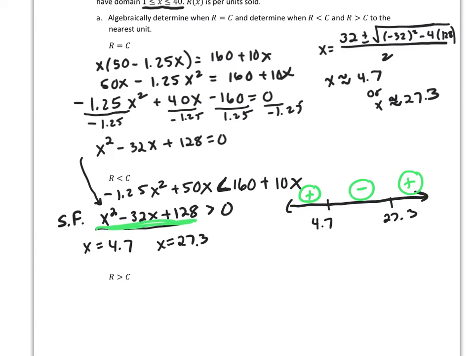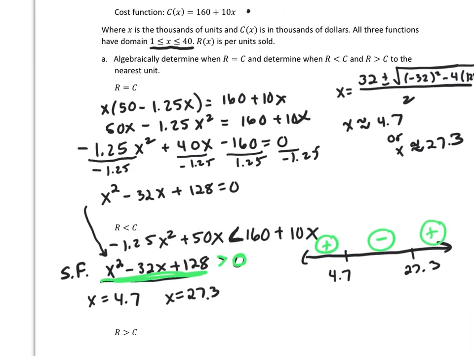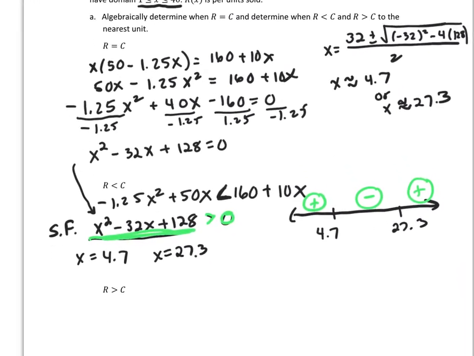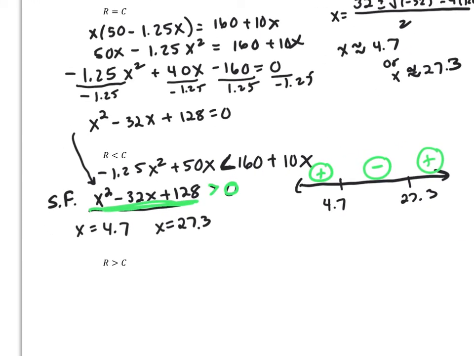So now you look back at your standard form. I want numbers greater than 0. That means I want numbers that are positive. So where are numbers positive? Let me go back and look at x is in between 1 and 40, okay? So this range is positive, and the one on the far right is positive.